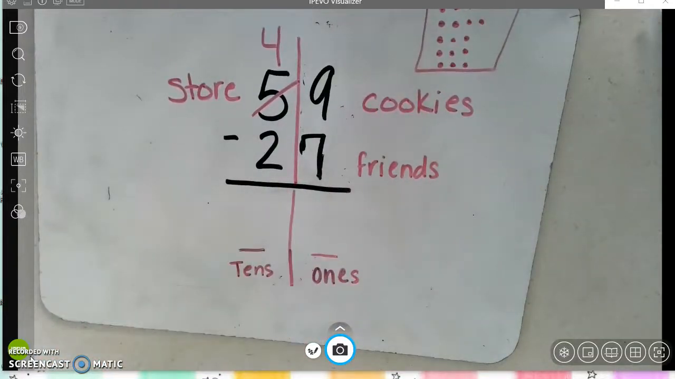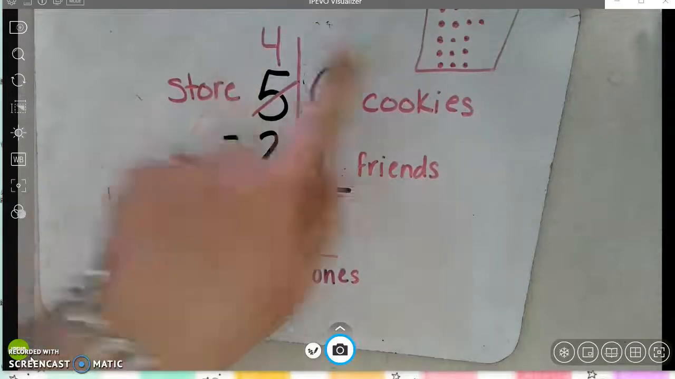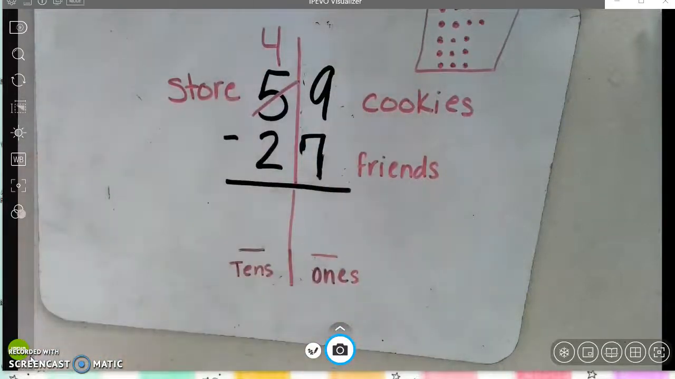But I hope that this makes sense if you're trying to help your student. And then again, we just call this regrouping and not borrowing. I don't really know if I know the answer to why that is, but that's the terms that we use, and so that way they don't get confused.